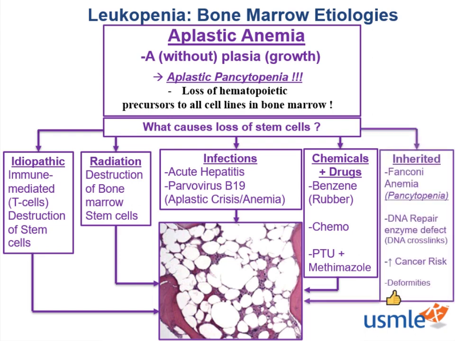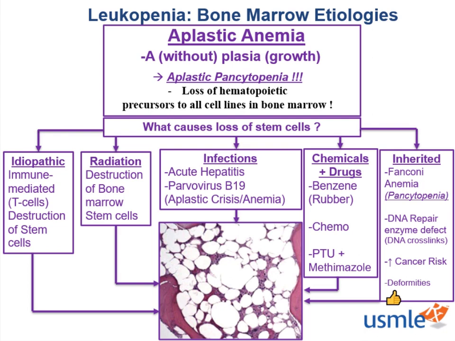Lastly, the most high-yield cause is an inherited form of aplastic anemia that is autosomal recessive or X-linked and is called Fanconi anemia. Again, a bad name for a condition that causes pancytopenia. It should be called Fanconi pancytopenia. Do not confuse this with Fanconi syndrome. That is a proximal tubule defect in the kidney. Fanconi was a busy person.